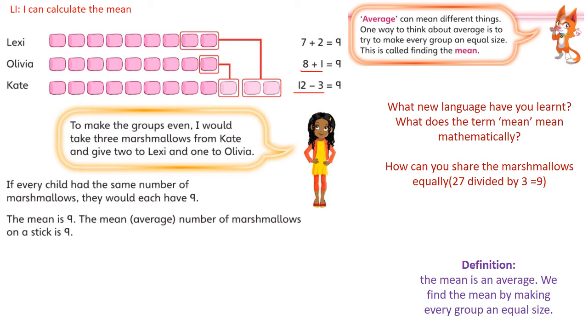So we've got to remember that average can mean different things. But one way to think about the average is that we need to try and make every group an equal size. And this is called finding the mean. So we can make a definition. The mean is an average. We find the mean by making every group an equal size. So that's really important, that finding the mean is making every group an equal size.